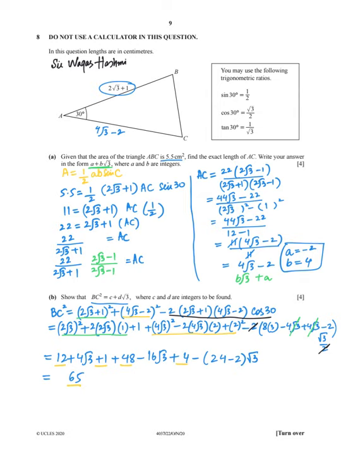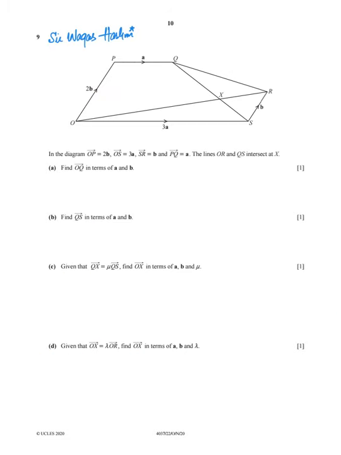Similarly, with the root 3 terms, 4 minus 16 leads to minus 12 under root 3, minus 22 under root 3. We can solve it further, so that is 65 minus 34 under root 3, and that is equal to BC square. This is your answer.